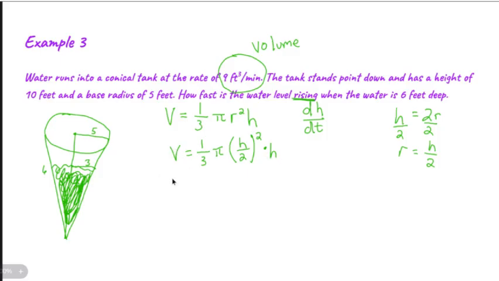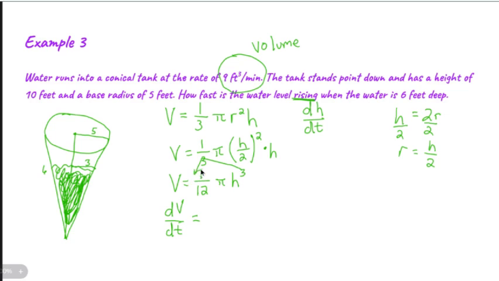We should simplify a little bit. Consider this to be 1/2 squared, that would give me 1/4. 1/4 times 1/3 is 1/12 pi. And then we have h squared times another h is h cubed. And that'll be a lot nicer to deal with. So when we do our differentiation, we get dV/dt.